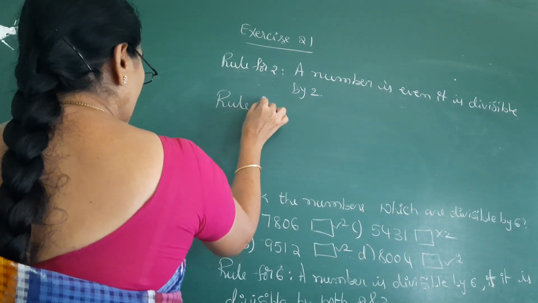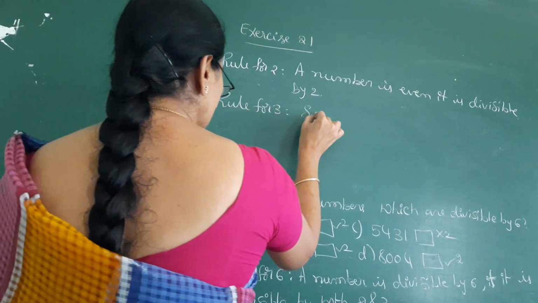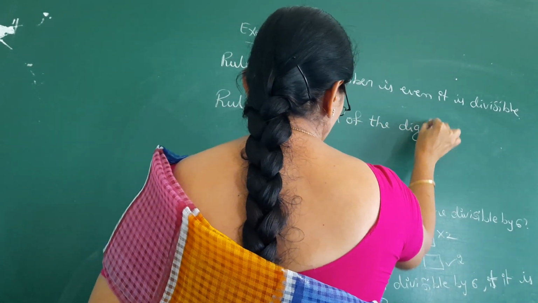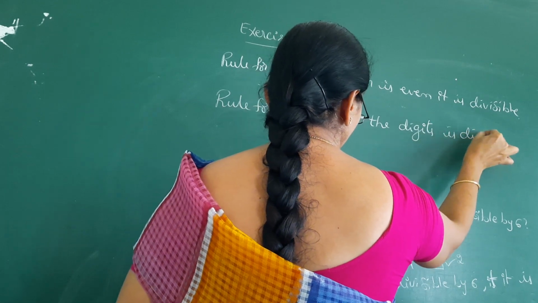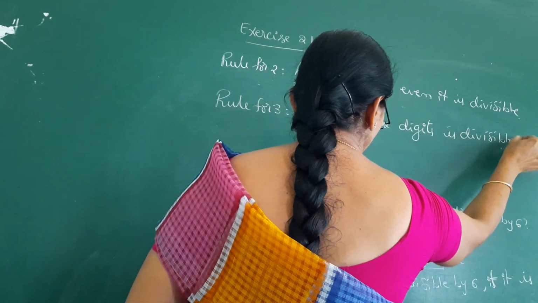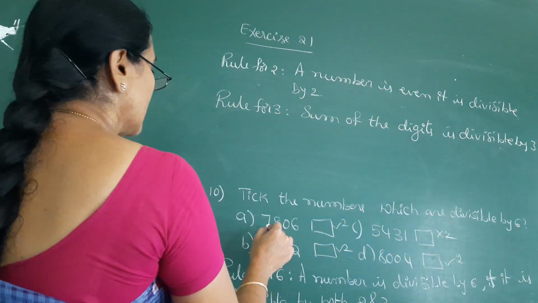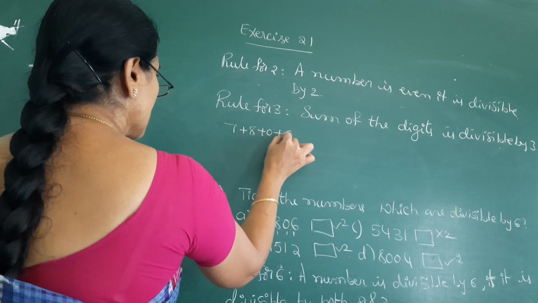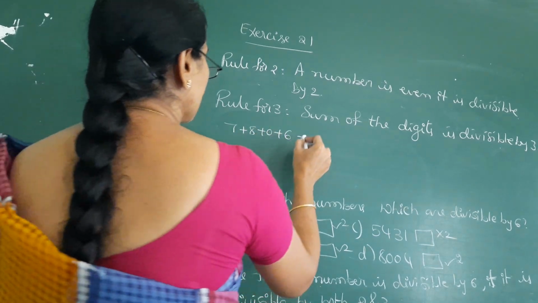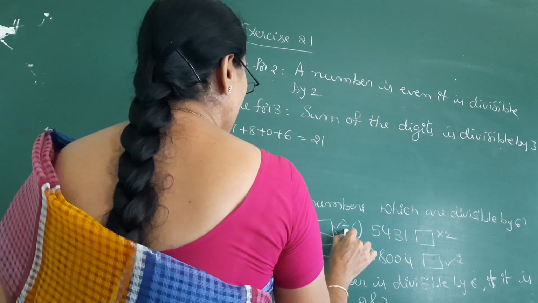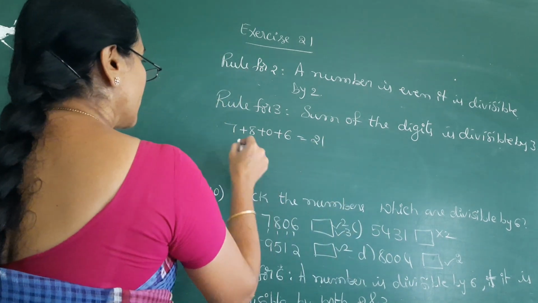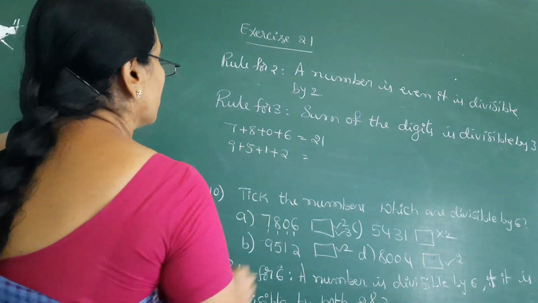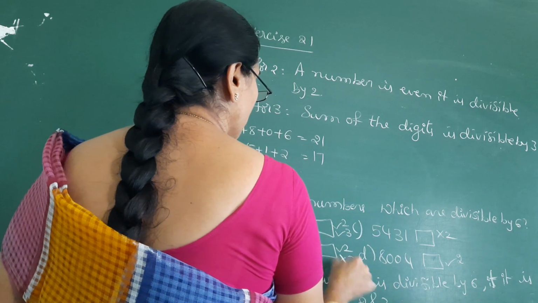Next rule for 3. Sum of the digits is divisible by 3. So these are called digits. We have to add 7 plus 8 plus 0 plus 6. How much is it? 15. 6 plus 6, 21. Yes, it is divisible by 3. And next number is 9 plus 5 plus 1 plus 2. 12 plus 5, 17. It is not divisible by 3.